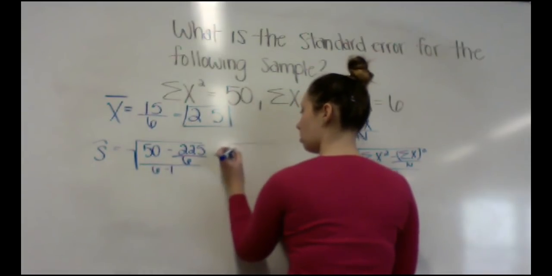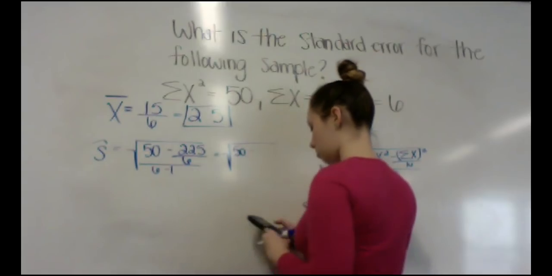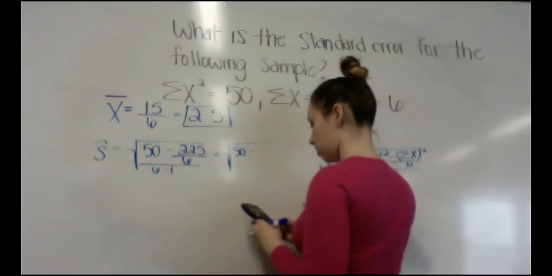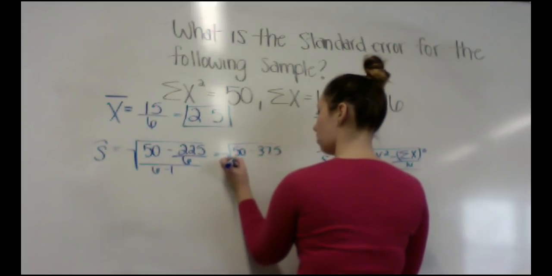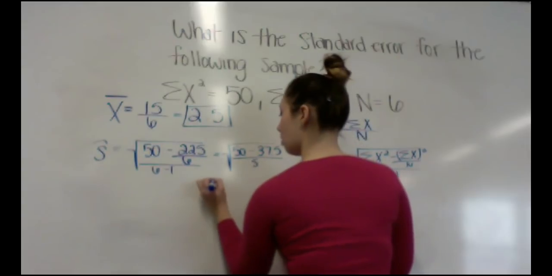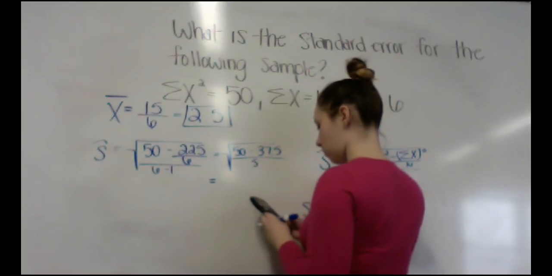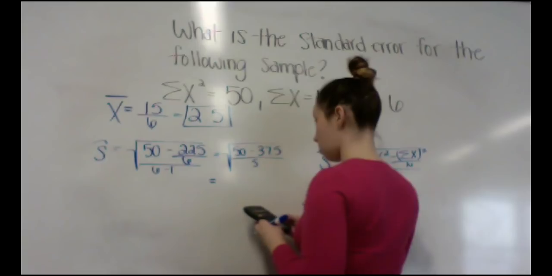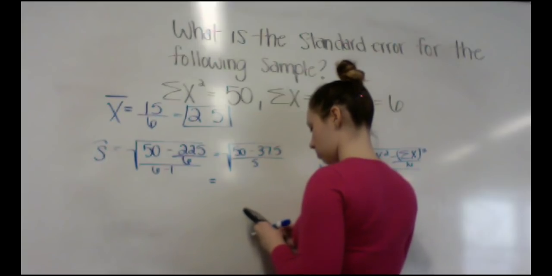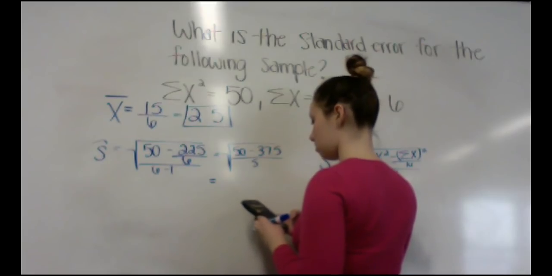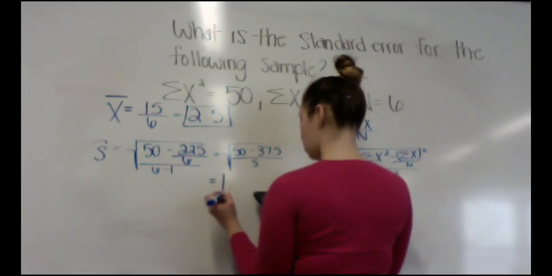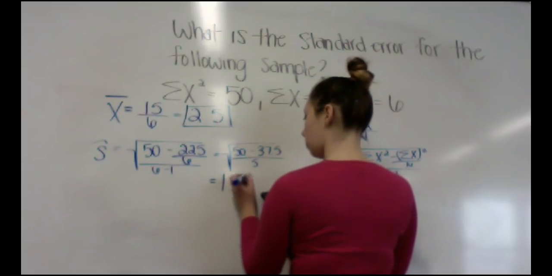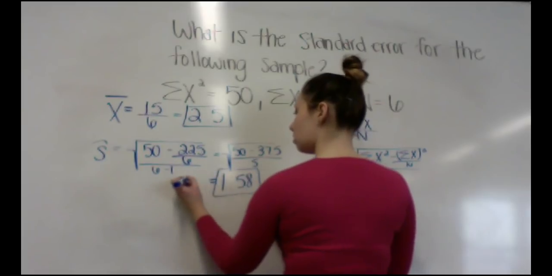So 50 minus 225 divided by 6 gives us 37.5 over 5. When we do all that math, we get 2.5, we do the square root. So our standard deviation that we should get is 1.58. So that is our sample standard deviation.